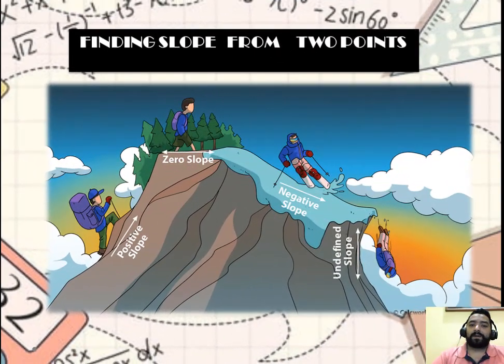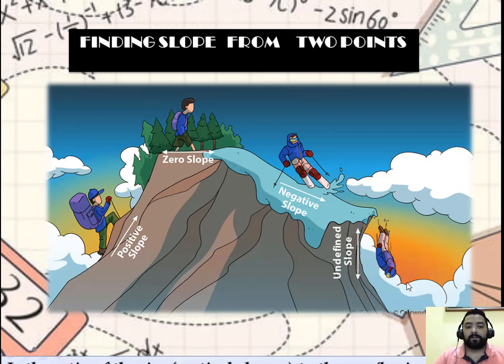Everyone, today we are going to talk about how to find the slope. Remember, the slope basically is the change between the y-axis and the x-axis, and we have four different types of slope. Positive slope when the line goes up, zero slope when it's a horizontal line, negative slope when the line goes down, and undefined slope when it's a vertical line.